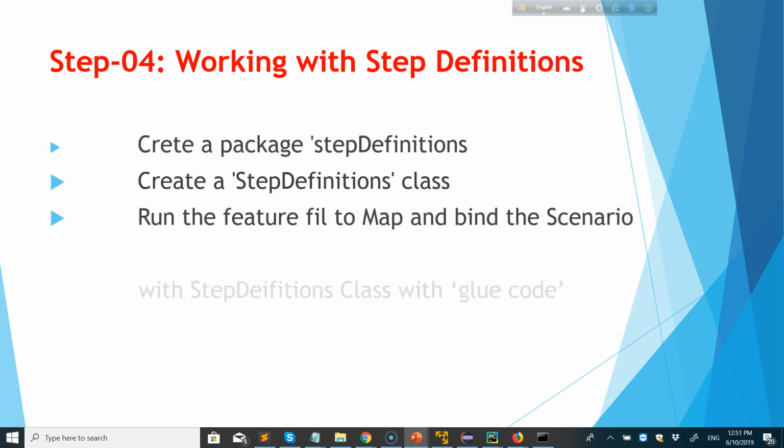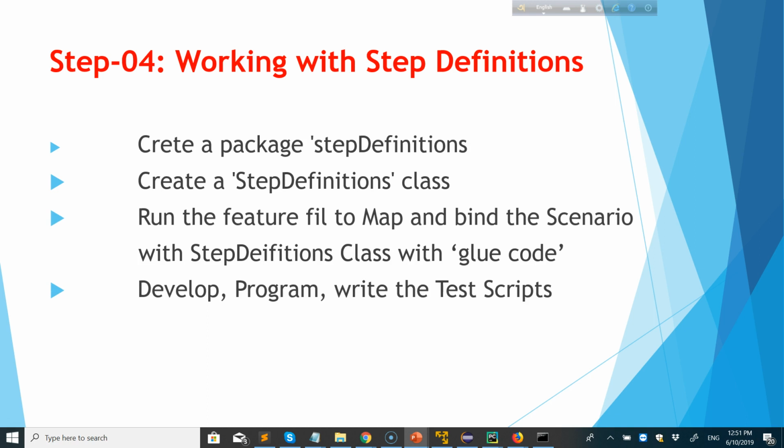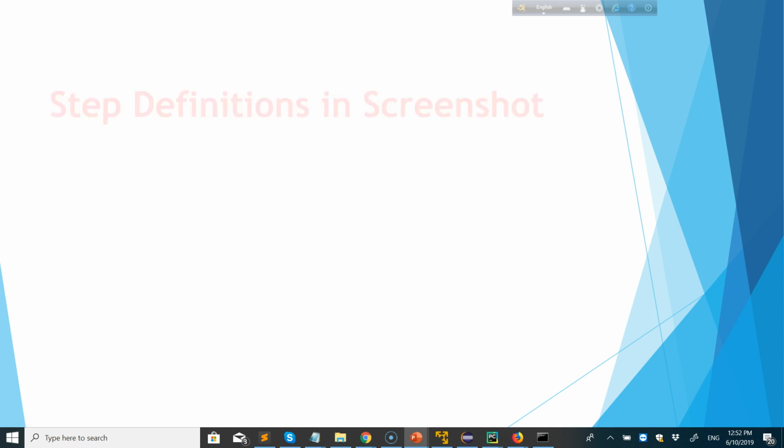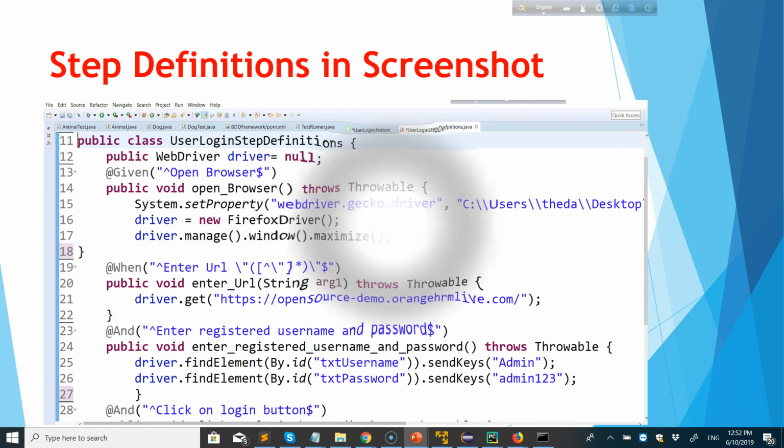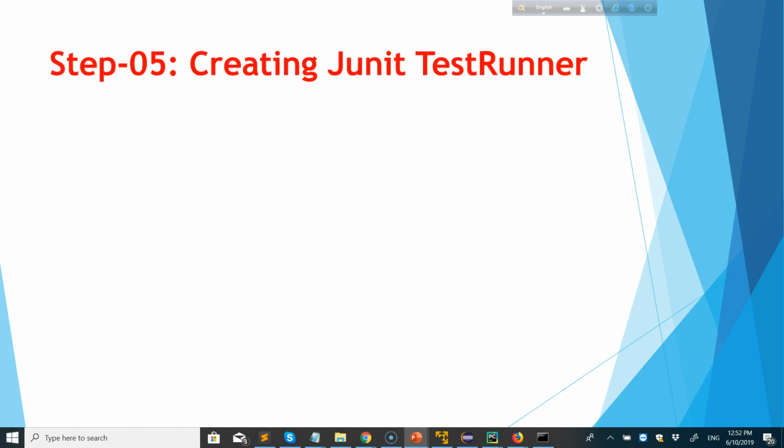Since in BDD Cucumber we don't have a main method, and we know in Selenium with Java we need a main method to execute the test, we have to create a JUnit test runner that can execute our framework, our test. So step definitions look like this, and finally we are at step 5. Today we are going to work on it, and we are going to create a JUnit test runner.